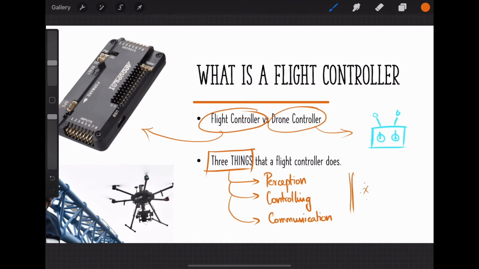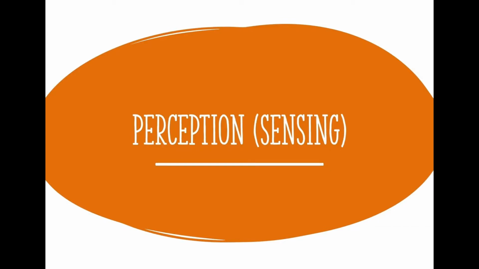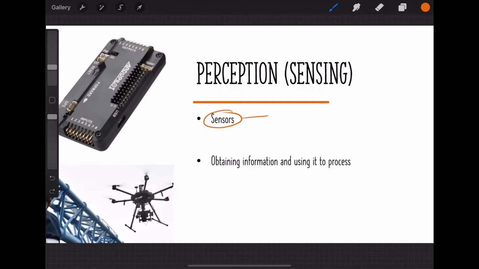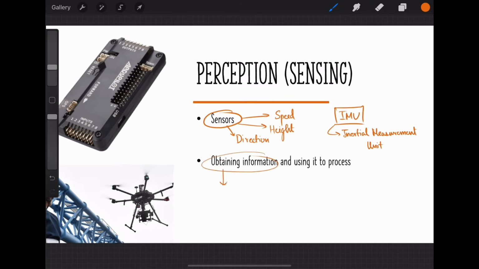So first up, let's look at perception. The flight controller is connected to a set of sensors. All the information like the speed, height, or the direction the drone is facing is given to the flight controller through the sensors. Common sensors used are the inertial measurement unit, the IMU, for determining angular speed and acceleration, and then there are other sensors like the barometer for height and distance sensors for detecting obstacles that are present. The drone uses the sensors to obtain information to become more efficient and precise in the working process.